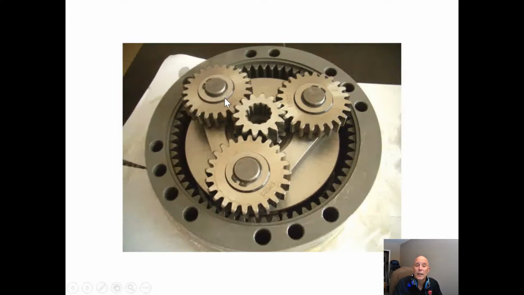Now, let's just say that our torque is 999 foot-pounds. Each one of these gear sets is going to take a third of that, so 333 foot-pounds. Now, if we had 4, we would divide that by 4, so it would be 249. So that's why you'll see planetary gear sets with different amounts of planet gears.